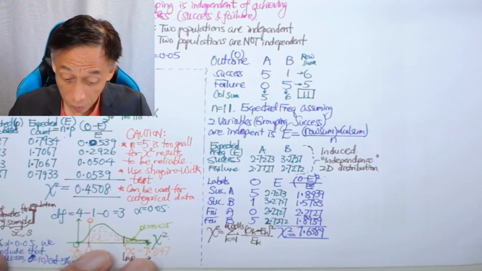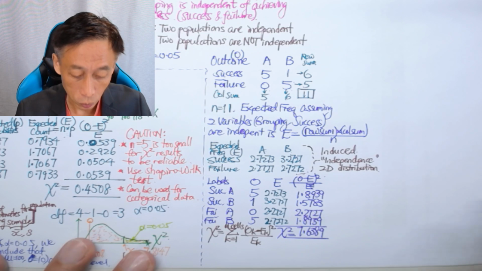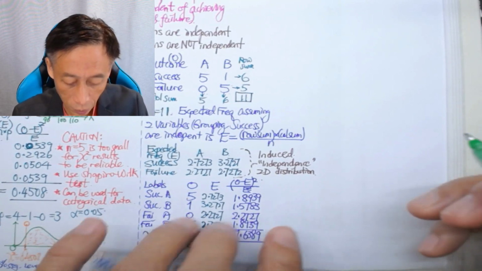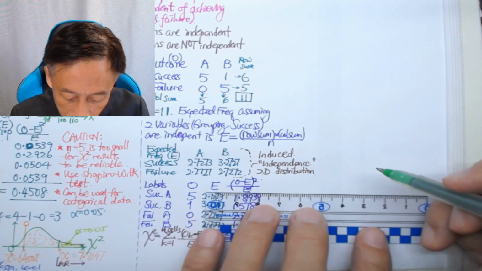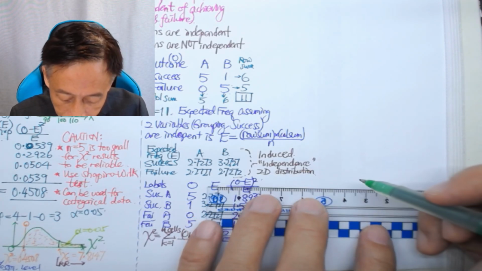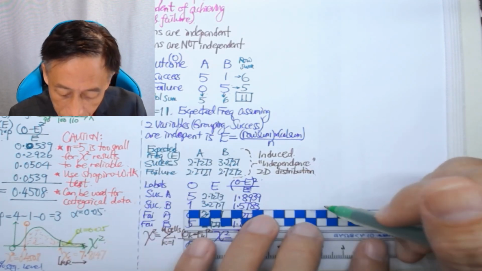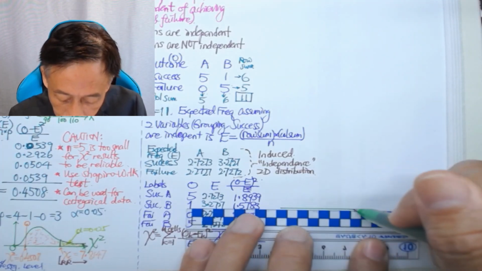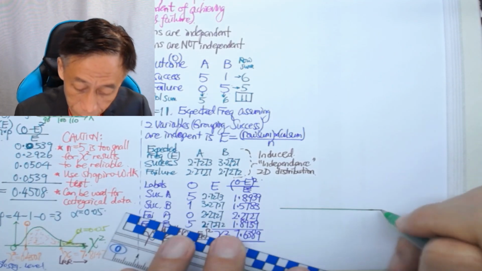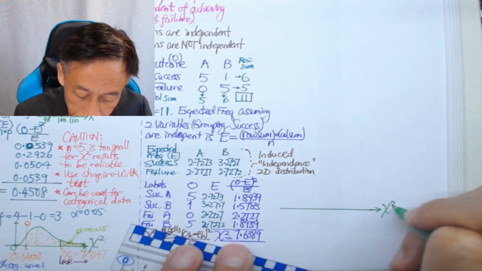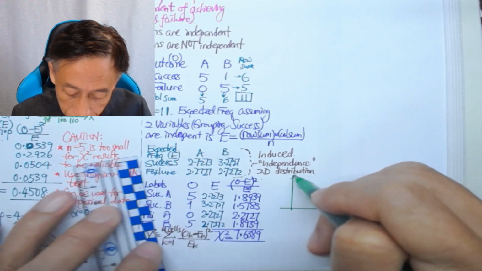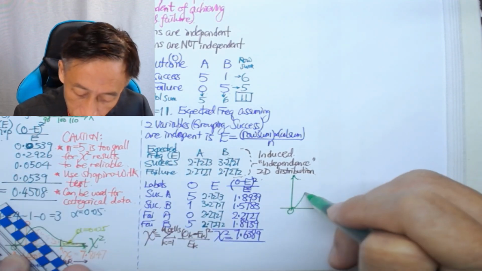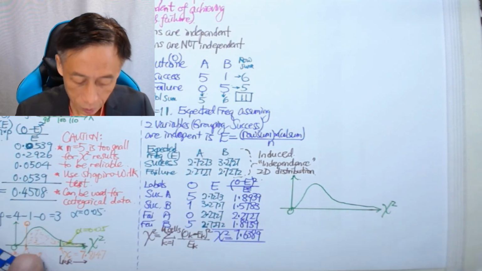Okay, next, it's helpful to try to sketch a diagram. So let's draw the diagram, and the diagram looks like what? Same. Chi-square, right? And we need a degree of freedom. So first thing first, just sketch it.